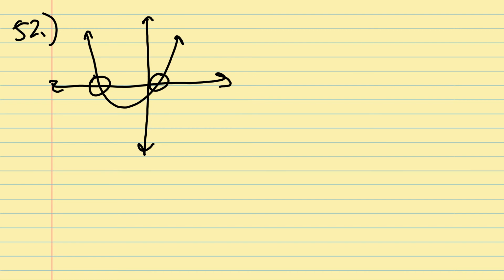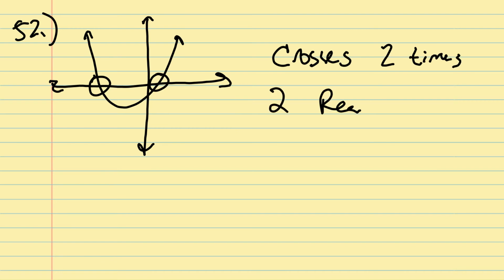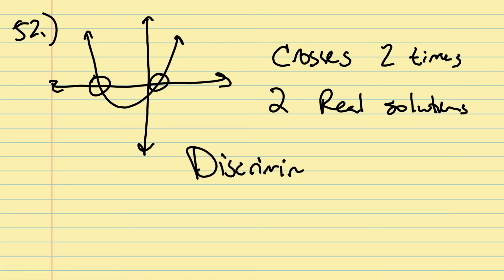Alright, 52. Since the U crosses twice, it has two real solutions, which tells me the discriminant is greater than 0, or positive. That's really it. The number of solutions will tell you about the discriminant, and that's it.